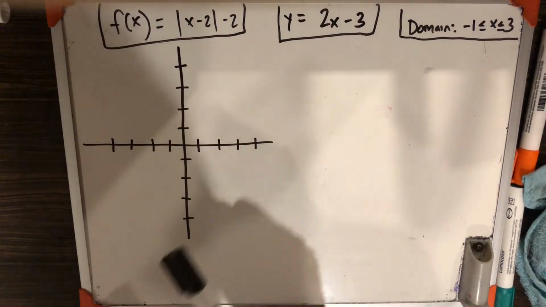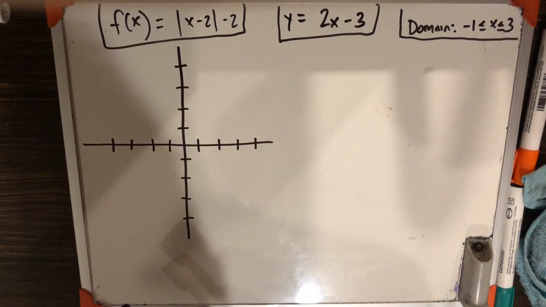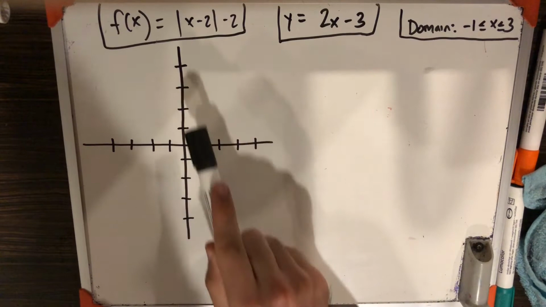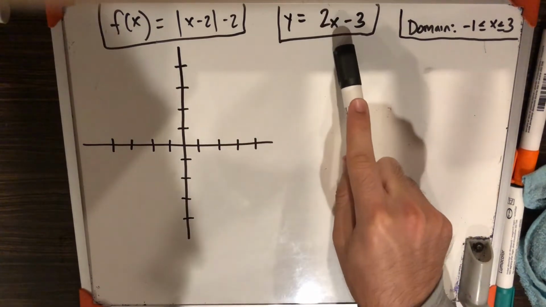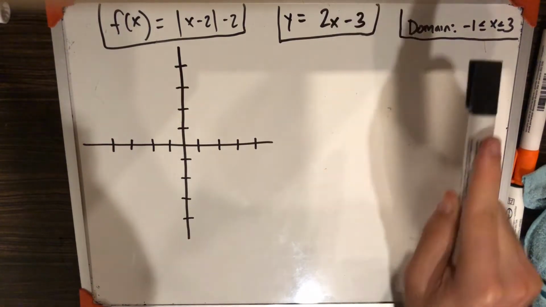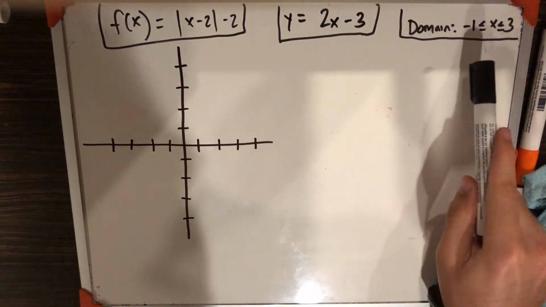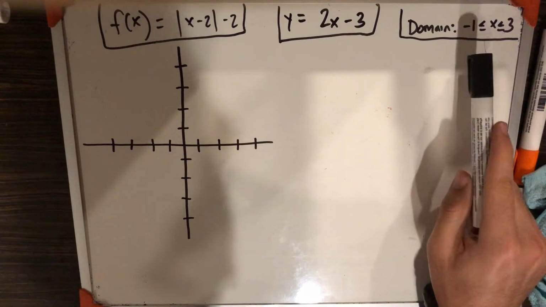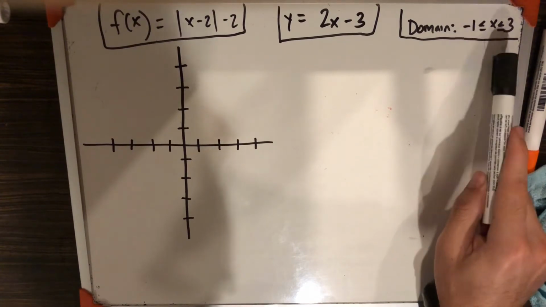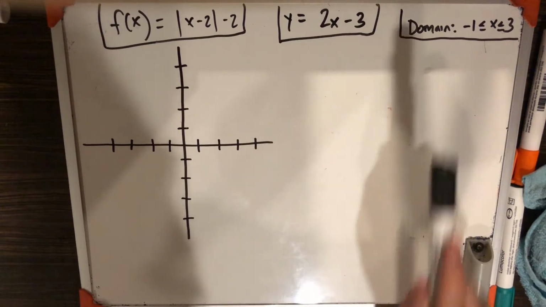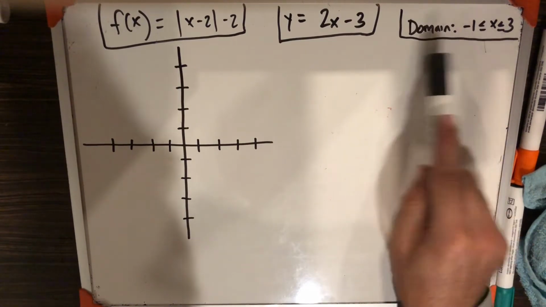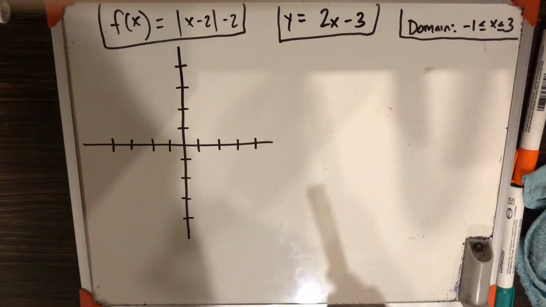All right, let's start graphing this. I've got 2 lines to graph, right? I have the absolute value equation that I need to graph. I have this line I need to graph. And for both of these equations I need to graph, making sure it's between negative 1 and 3. So negative 1 to 3, right? I have to make sure, again, this is my boss. It tells me it has to be between these 2 values.